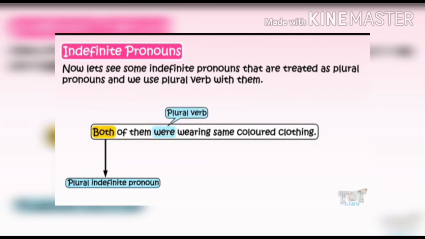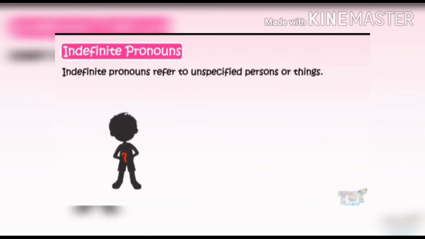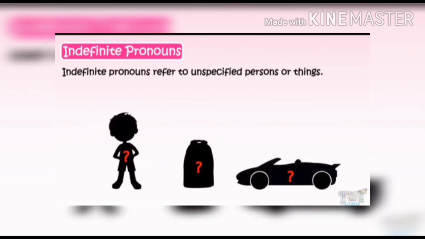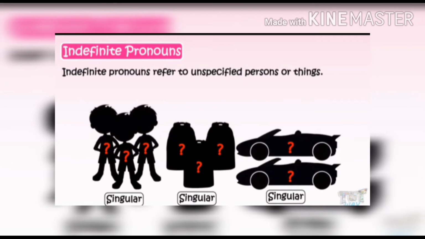So what have we learned? We have learned indefinite pronouns refer to unspecified persons or things, and they can be singular or plural, and accordingly they take a singular or plural verb.